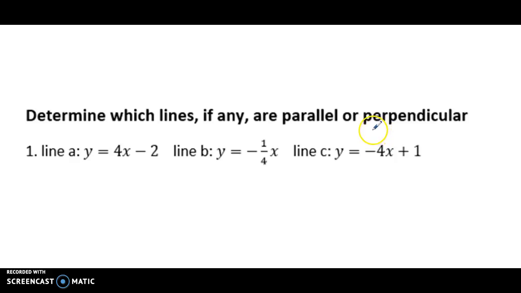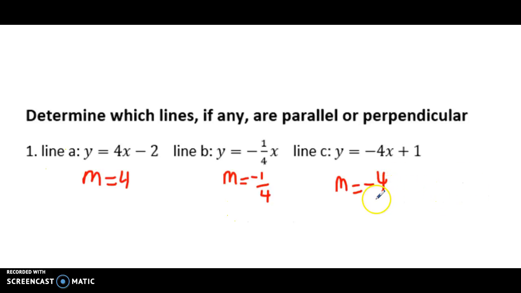In order to compare these, we want to know what their slopes are. So my first thought is, alright, line A here, what is m going to be? In this case, m is the 4 that's multiplied by the x. Line B, our m is going to be equal to negative 1/4. And line C, m is going to be equal to negative 4. Now that we have our slopes identified, we want to start comparing. Are there any slopes that are the same? 4 is not equal to either of the other two. Negative 1/4 is not equal to either of the other two.